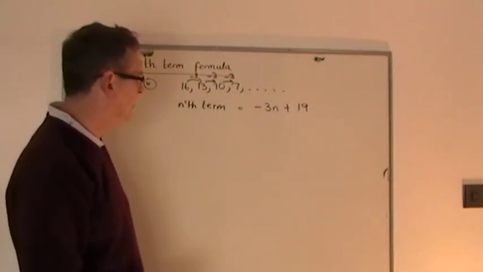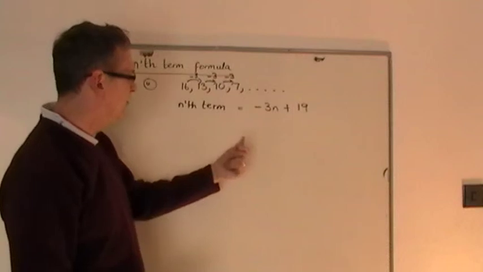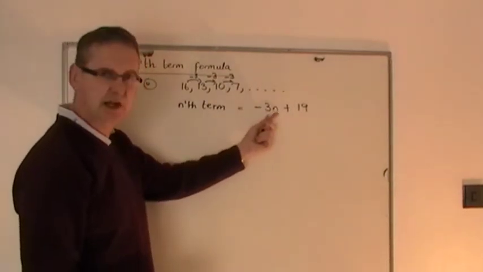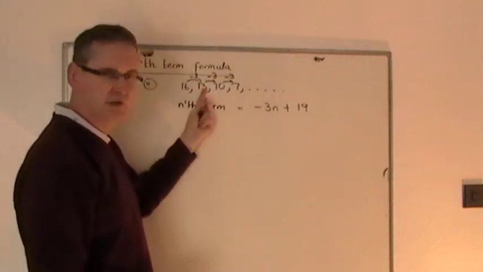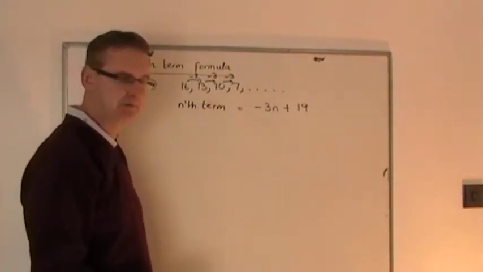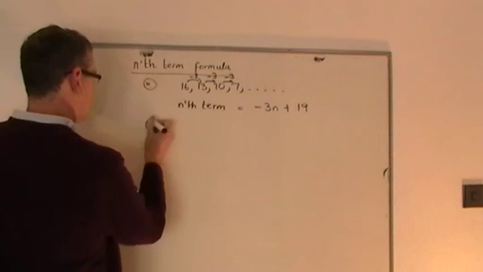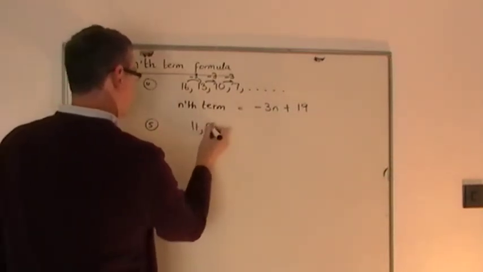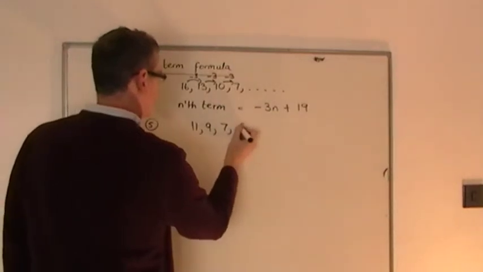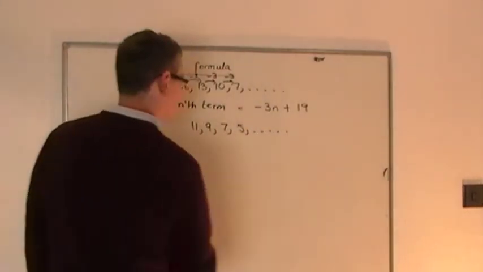Minus 3n plus 19. You could try n equals 2. Minus 3 times 2, you get minus 6. Minus 6, add 19, gives you 13. So it works. Okay, let's try another one of these decreasing ones. You might have 11, 9, 7, 5, and so on.